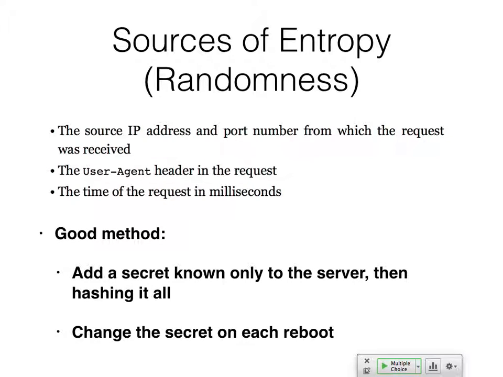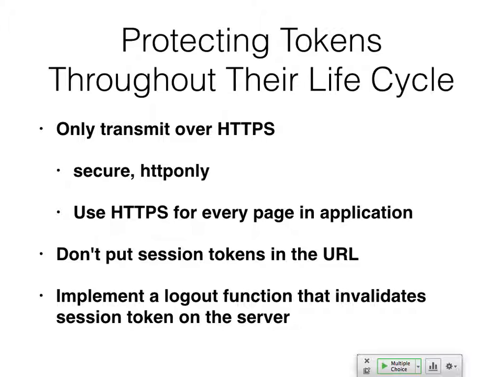And here are other sources of entropy you might have. This is one that he recommends. You could take the source IP, the port number, the user agent, the time of the request, combine all that stuff and then hash it. And now you've got something to seed your random number generator with that is really hard to predict. Another thing that's good is to add a secret known only to the server, like 10 bytes of stuff before you hash it. So even if people figure out the structure, they can't predict that. These are good tricks. Transmit it over HTTPS with the secure and the HTTP only flag.